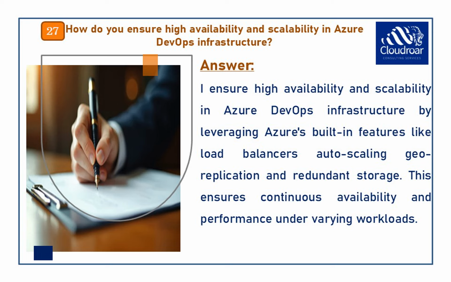Question 27. How do you ensure high availability and scalability in Azure DevOps infrastructure? I ensure high availability and scalability in Azure DevOps infrastructure by leveraging Azure's built-in features like load balancers, auto-scaling, geo-replication, and redundant storage. This ensures continuous availability and performance under varying workloads.